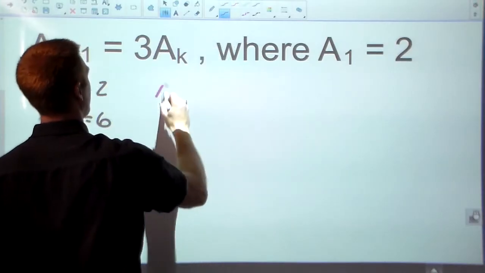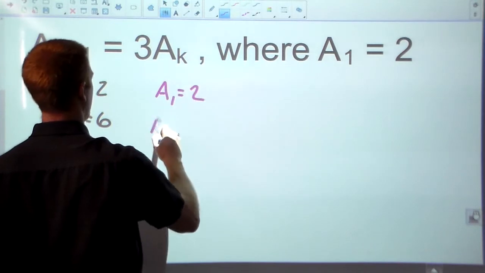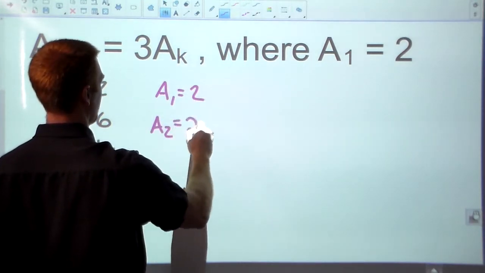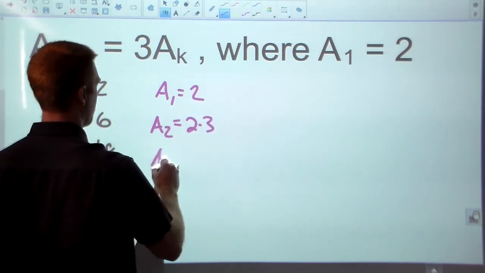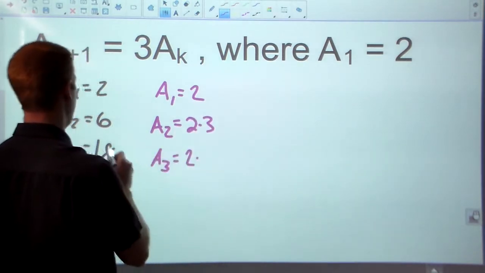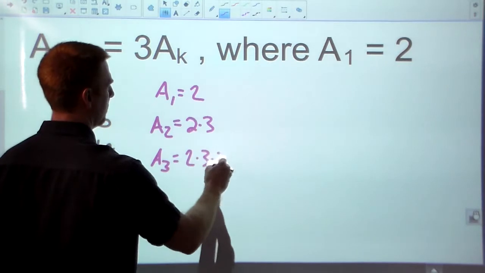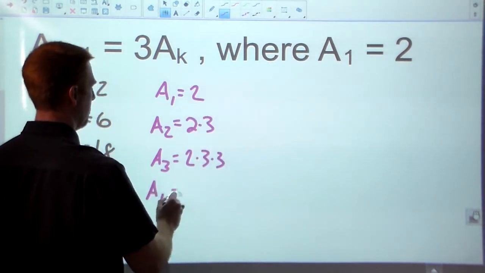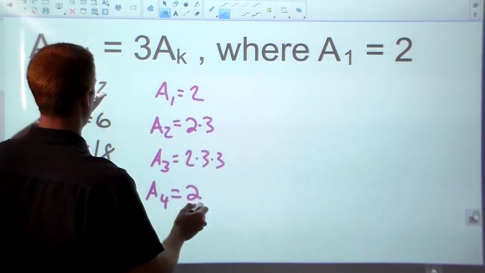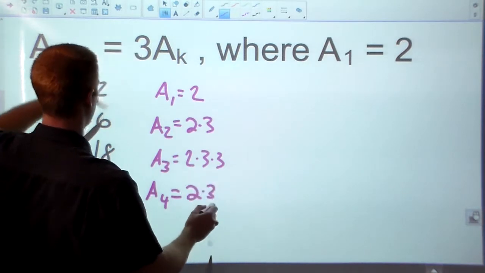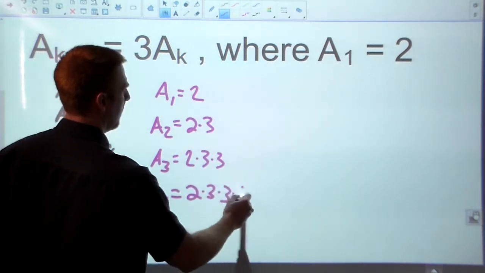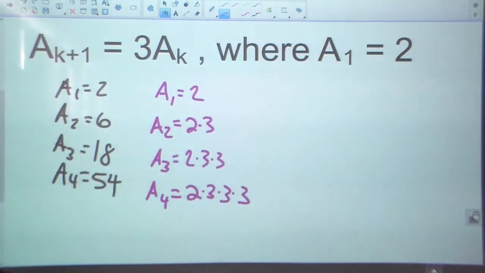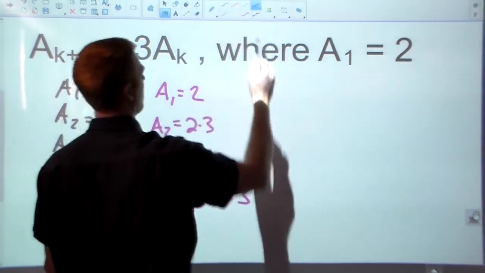So let's say A1 is 2. And let's use 2 to get the other ones. To get the second term, we take 2 and multiply by 3. To get the third term, we start with 2 and multiply by 3 twice. To get the fourth term, we started with the 2, we multiplied it by 3, got to there, multiplied by 3 again, got to here, multiplied by 3 again. So hopefully a pattern started to emerge here. And that might be a helpful way to get the formula.